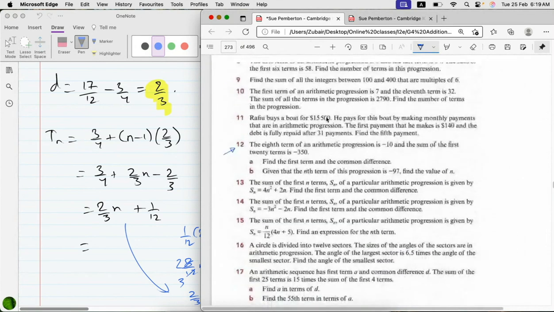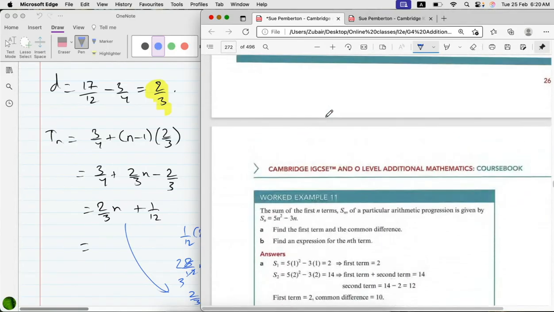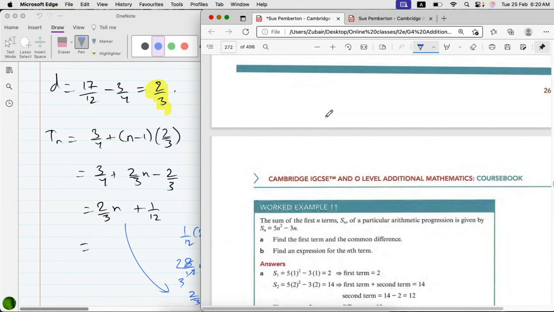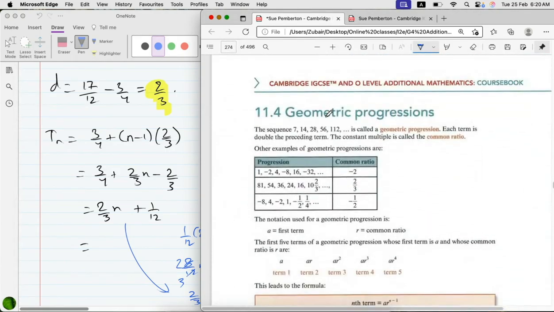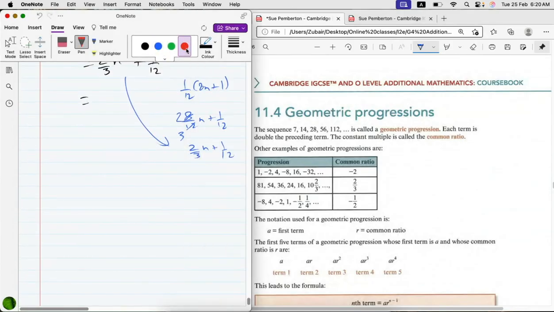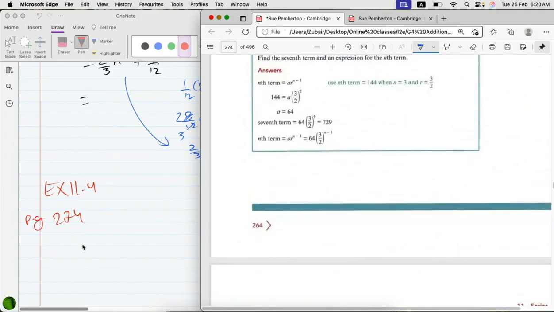So we've almost covered this subtopic, arithmetic sequence, arithmetic progression, and do try 11.1 and 11.2. Okay. 3 is easy, and in our next class, we'll start 11.4. It says 11.4. Page number is 274 at the top and 264 at the bottom. Okay.